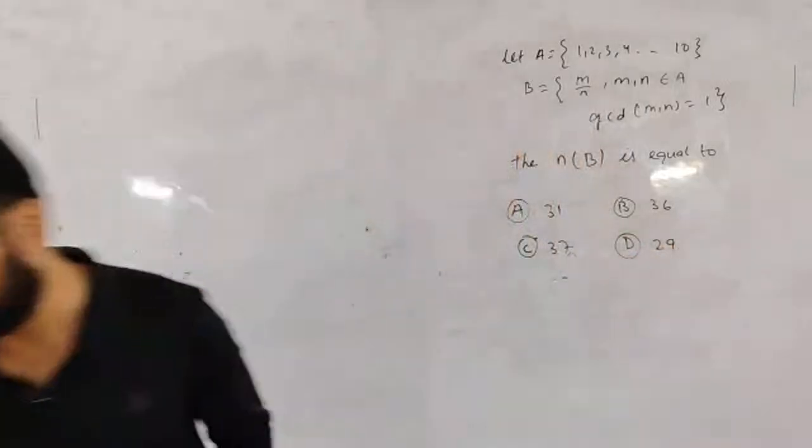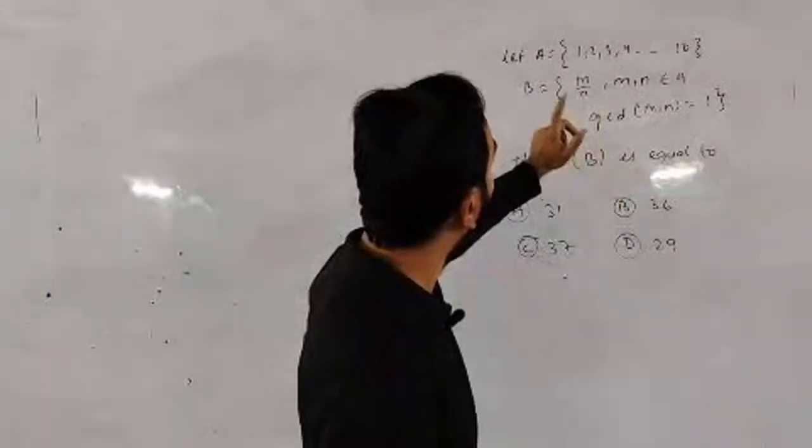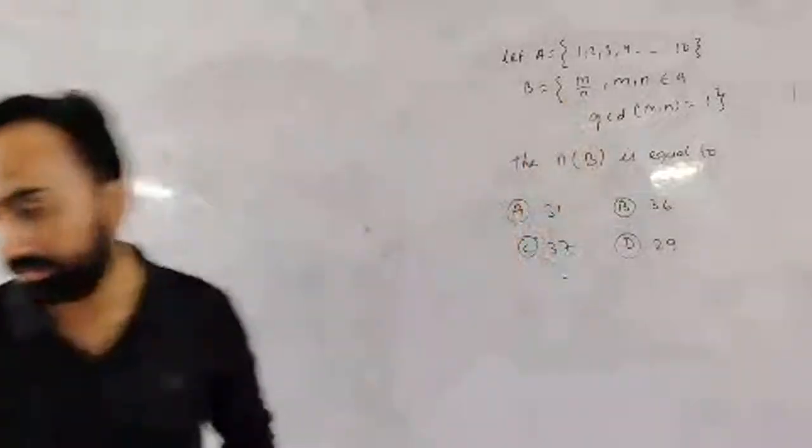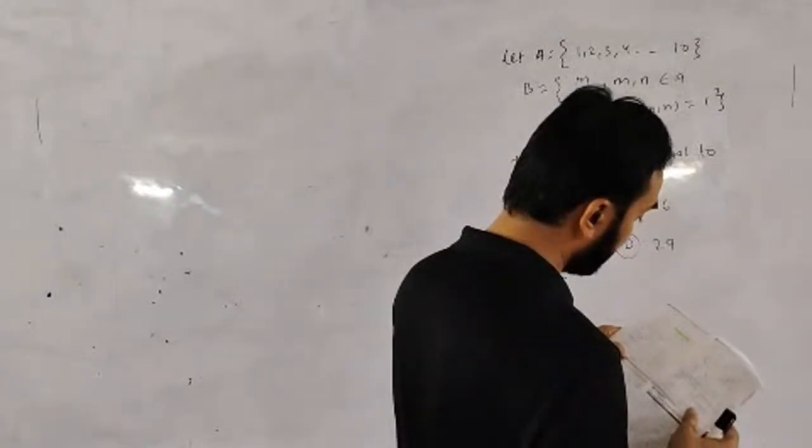Now see how we can proceed. First of all, m upon n. So try to fix something, and one condition is already given. Okay, I think I have missed one condition: m is less than n.